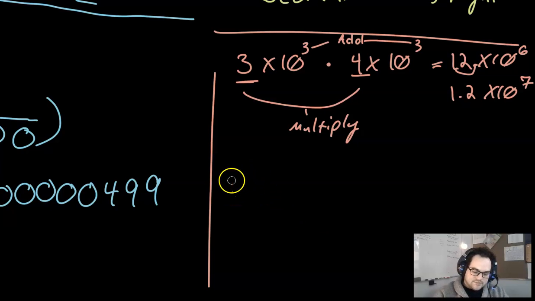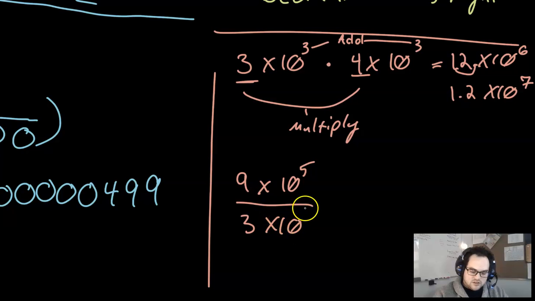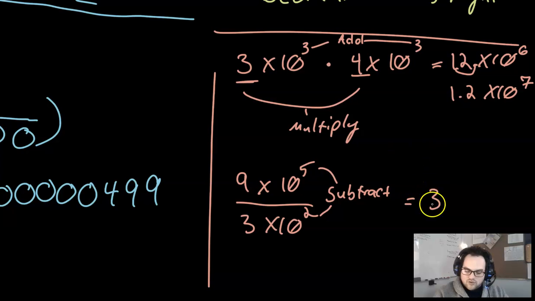We divide. So if we had a number, let's do 9 times 10 to the 5th divided by 3 times 10 to the 2nd. Well, you divide these as usual, but then you subtract the exponents. So it would equal 3 times 10 to the 3rd.